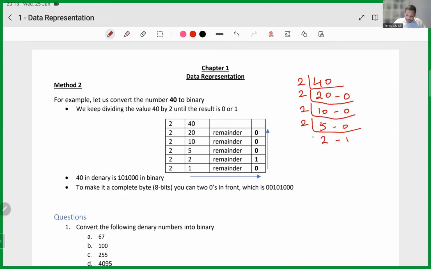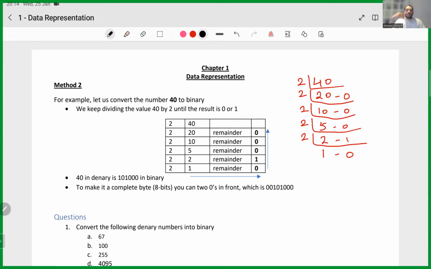Right. Let's keep dividing. 2 divided by 2 is 1. In 2, how many 2's are there? There is 1. Is there any remainder? No, there isn't any remainder, so over here we say 0.